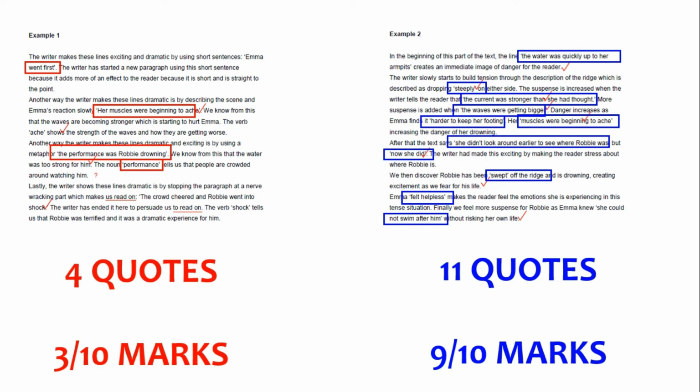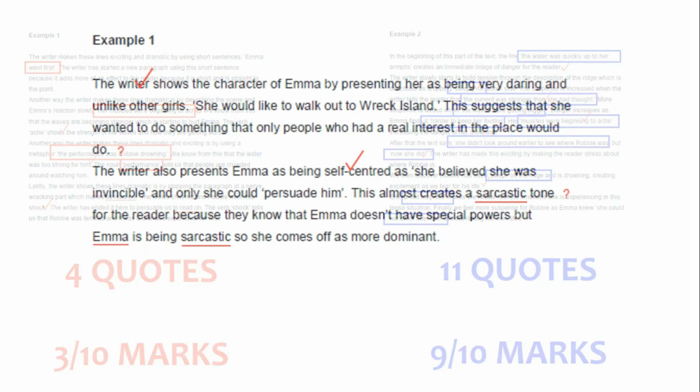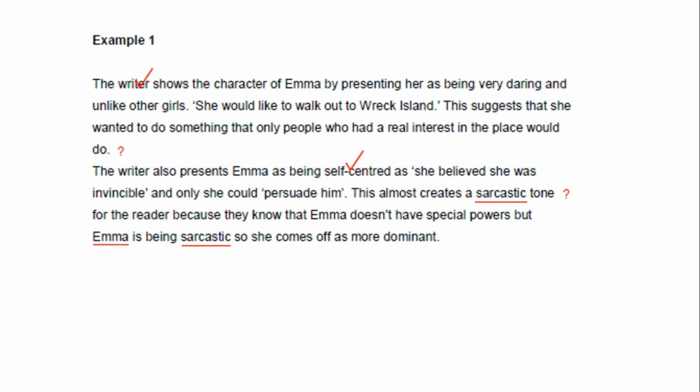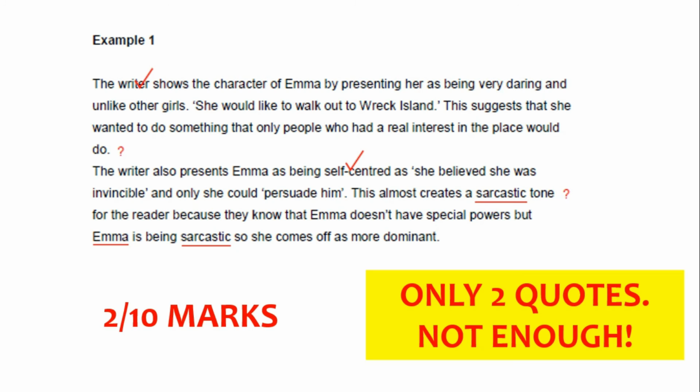Almost in the extract, every line or every couple of lines, pick a quote and talk about it. It's a big thing. If you use quotes, you're guaranteed to do well. So if we look at it in detail, a bit of an answer. This is a 2 out of 10 mark question answer. And again, it's only 2 quotes.